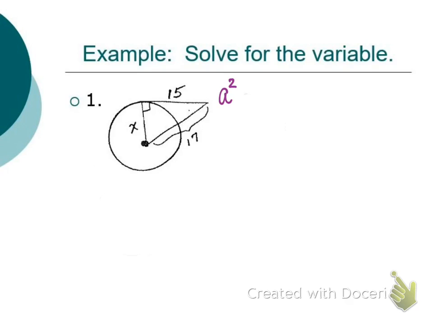So we go to a squared plus b squared equals c squared. What am I plugging in for a? Okay, 15 for a. What about b? X squared. And then for c? Why does c have to be the 17? It's the longest side, and we know it's the longest side because it's across from the right angle. So it's the hypotenuse. It's got to be c. Now we just have to solve for x. So we take 15 squared.